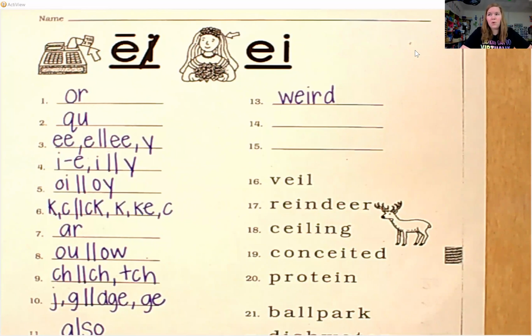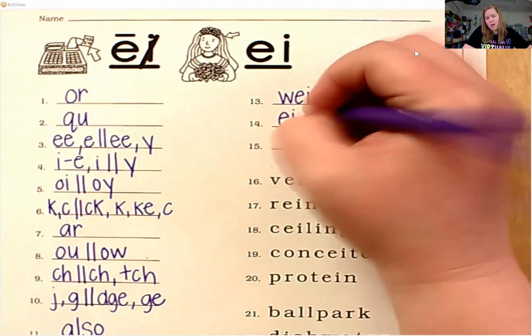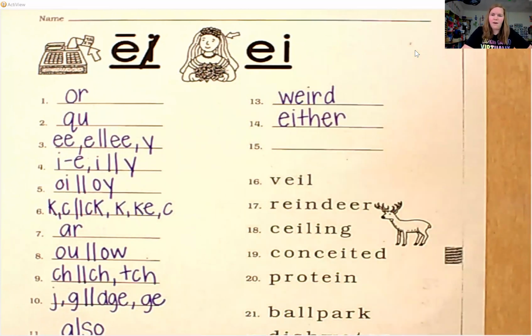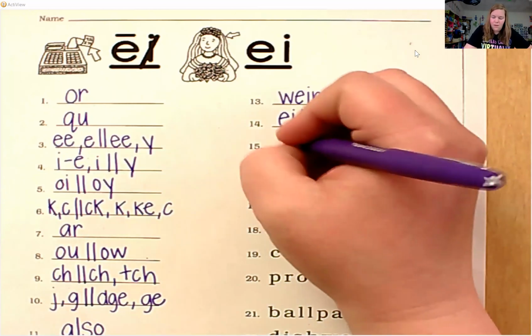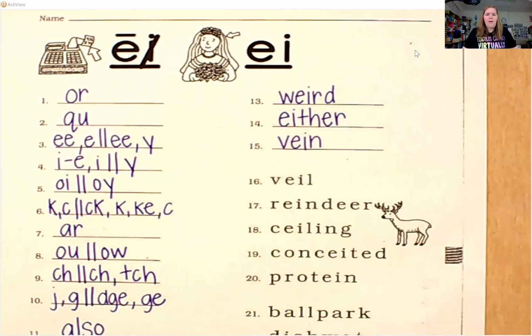Number 14, the word to spell is either. E-I-T-H-E-R. Either. In number 15, the word is vein. Vein. V-E-I-N. Vein.